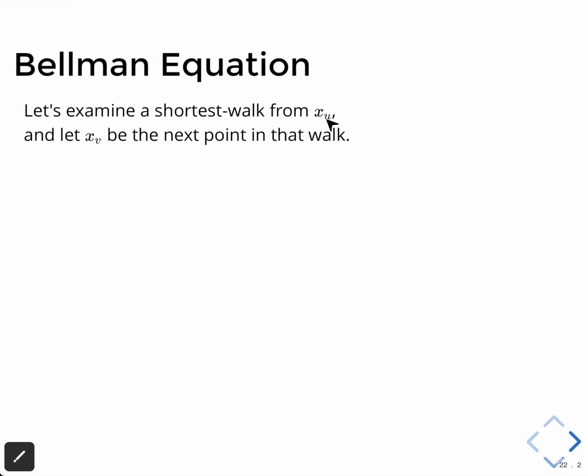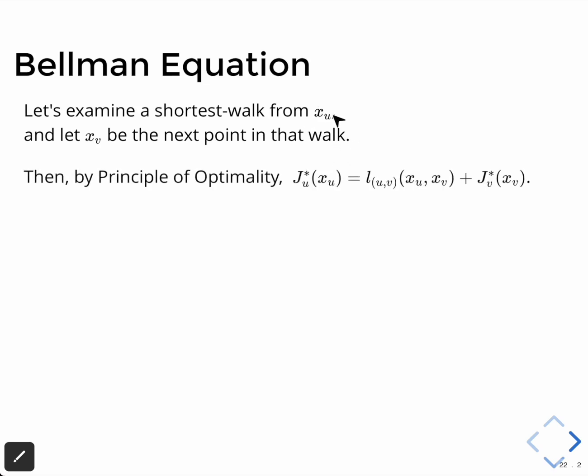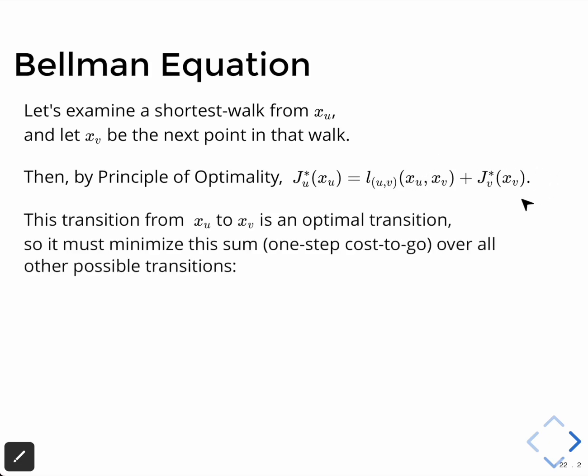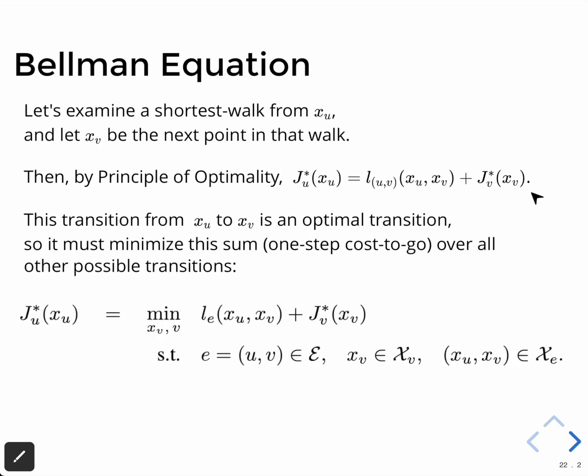Let's examine the shortest walk from some point xu in the graph, and let xv be the next point in the optimal walk from xu. Then by the principle of optimality, J star, the cost to go at xu, is the cost of this one-step transition plus the subsequent cost to go. And since this transition from xu to xv is optimal, it must minimize this one-step sum over all other possible transitions. And that's the Bellman equation, right?